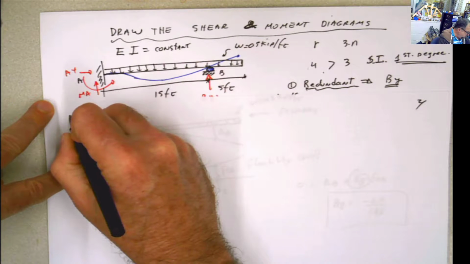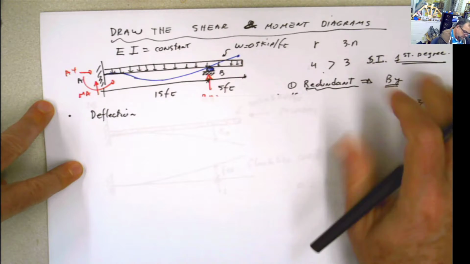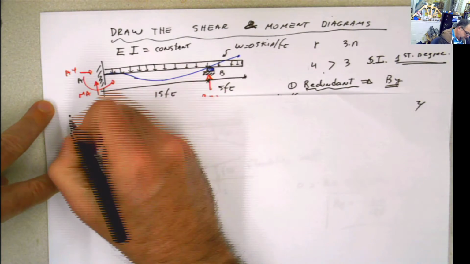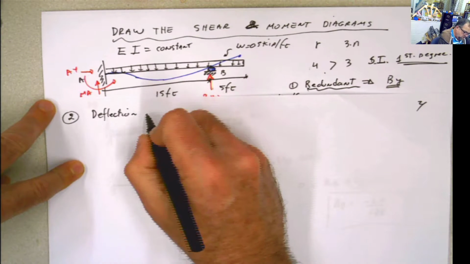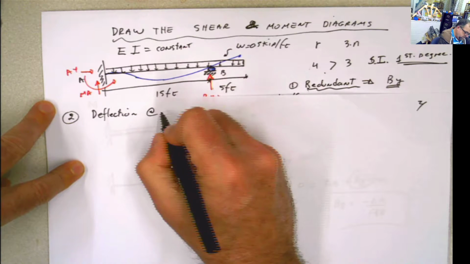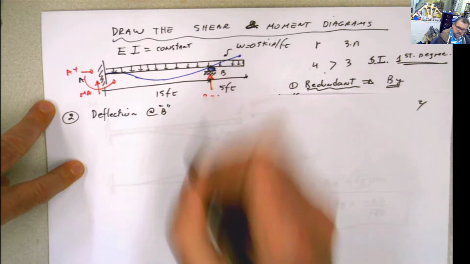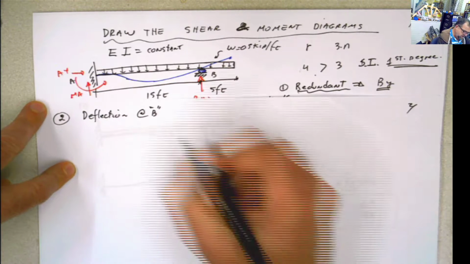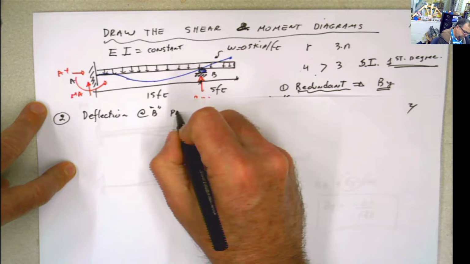So let's call this a step, I don't know. This is step 1, right? So let's call this step 2. Deflection at B, because this is the point that we're interested in the primary structure.